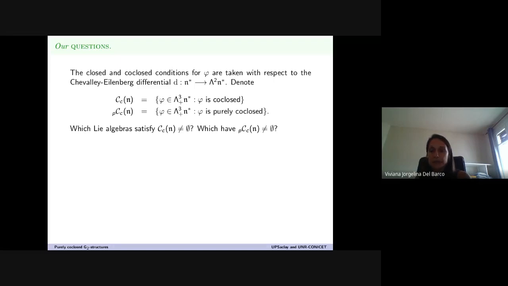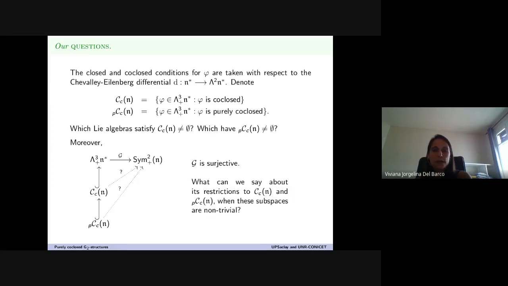Ours is a little bit different because we were interested also in the second question, which is the following. We know that this map is surjective. So what can we say about the restrictions of this map when we do have non-empty sets, let's say when we do have coclosed and purely coclosed? So this question rephrased would be, given an inner product on a Lie algebra, can it be induced by a coclosed? Can it be induced by a purely coclosed, if there is any?